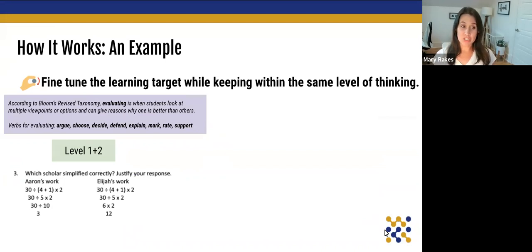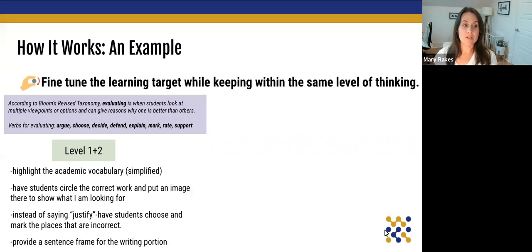So if I look at my level 1s and 2s, these are kind of the things I'm thinking about. I look at this question and I'm thinking, all right, what are some ways that I can support them so that they can access this work and still continue to evaluate more than just circling the answer? One thing that I'm going to start by doing is highlight the academic vocabulary. So in this example, the word simplified would be highlighted because that's something that we're really talking about in this lesson. I'm going to have students circle the correct work, and then I'm going to put an image in there to show what I'm looking for, and I'll show you what that looks like.